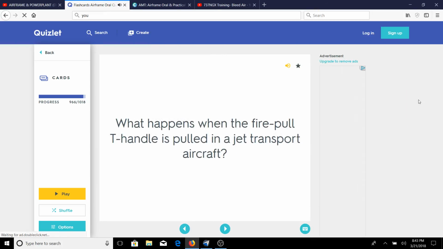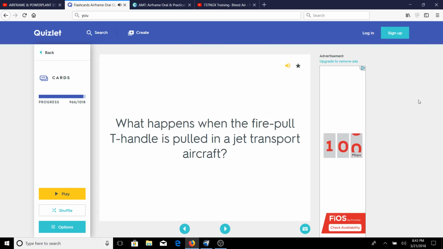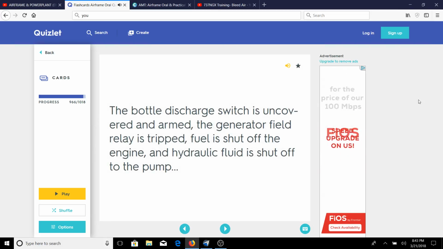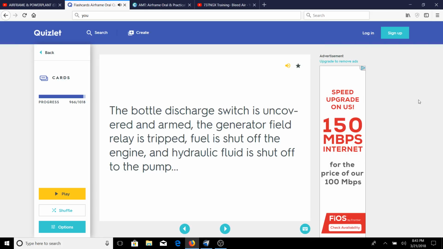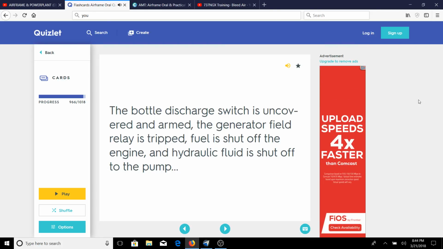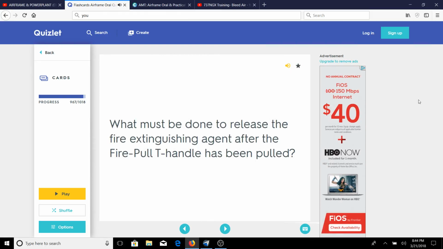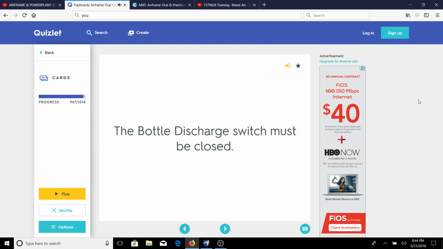What happens when the fire pulley handle is pulled in a jet transport aircraft? The bottle discharge switch is uncovered and armed. The generator field relay is tripped, fuel is shut off to the engine, and hydraulic fluid is shut off to the pump. What must be done to release the fire extinguishing agent after the fire pulley handle has been pulled? The bottle discharge switch must be closed.